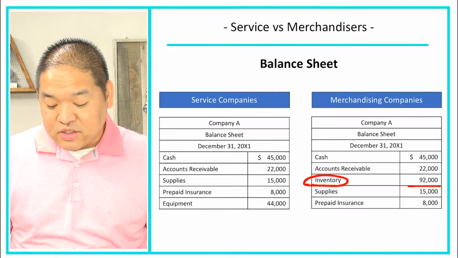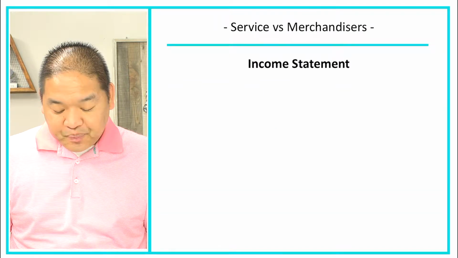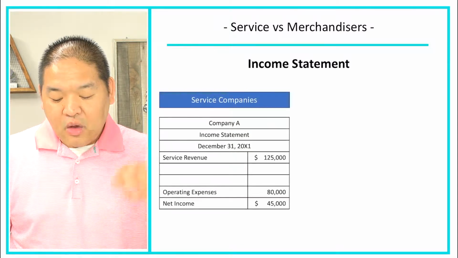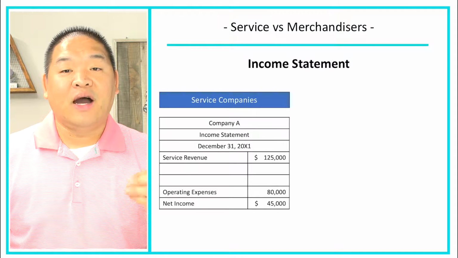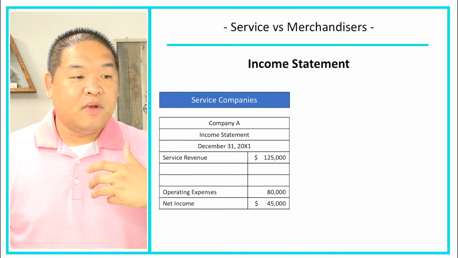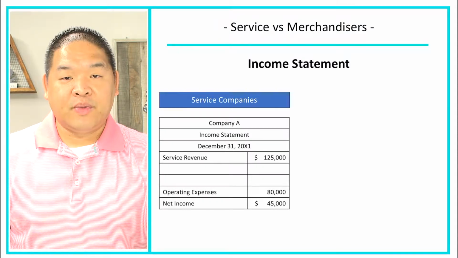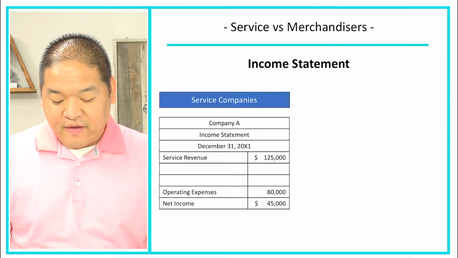All right, so that's the balance sheet. Let's take a look at the income statement now. Notice here on the income statement, we've got service revenues and then operating expenses. Operating expenses would be all the other expenses that the company incurs to operate their business. Okay, and then we get to net income of $45,000.